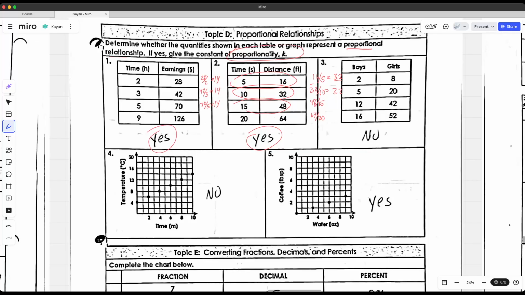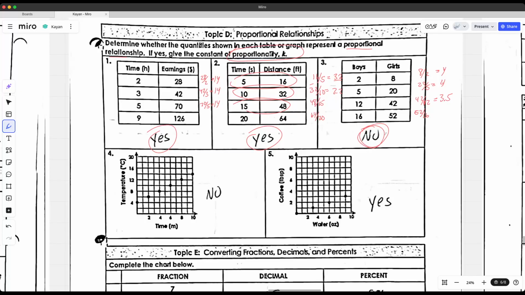So let's see what happens. How do we know this one's a no? 8 over 2, 4. 20 over 5 looks good so far. 4. 42 over 12. That's a maybe. Alexa, what's 42 divided by 12? 42 divided by 12. Oops. Okay. So that one's a no-go.